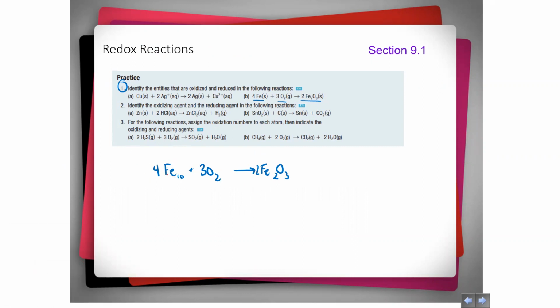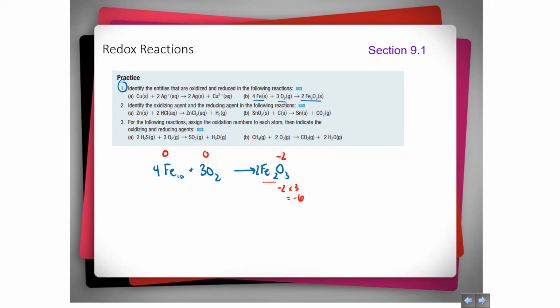So here's iron. It's in its elemental state. I'm going to write the oxidation numbers above it in red. That's what your textbook does. So iron is at a 0. Oxygen is also in its elemental state. It's at a 0. Now on this side of the equation, when oxygen is part of this compound, it has an oxidation state of -2. But there are 3 of them, so we have to account for a -6 total oxidation state.